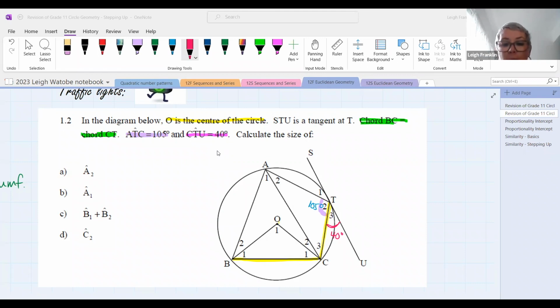So I'm going to let you guys do A2. You might need a little bit of help with A1, but I want you to do question A on your own. So question A, work out the size of A2. You can put your answers into the chat for us. What do you think the size of A2 is? And of course, what is the reason?